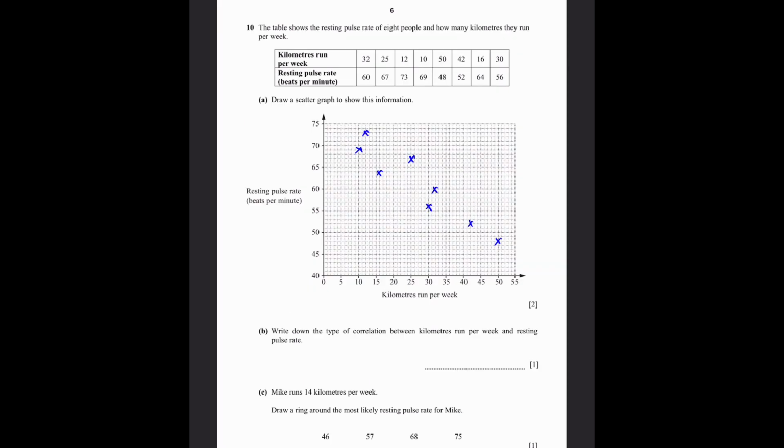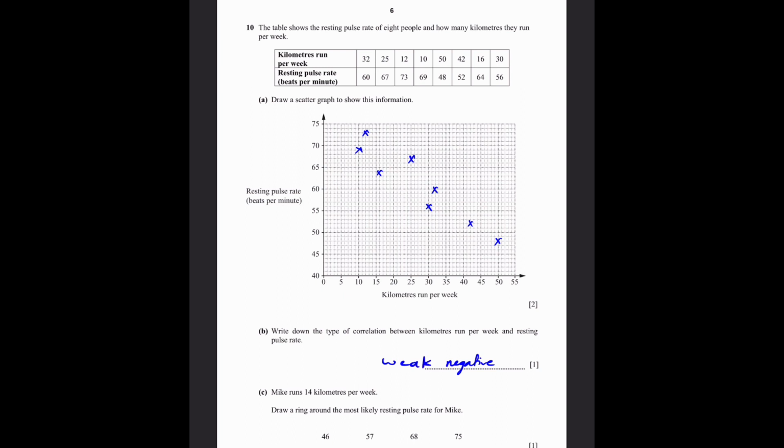B, write down the type of correlation between kilometers run per week and resting pulse rate. Since we can see the slope of these points, if we draw a line of best fit, it'll be something like this. The slope is negative since it's going from top left to bottom right. That means it is a negative correlation. And these points are still quite far away from each other relatively. Therefore, it is a weak negative correlation.